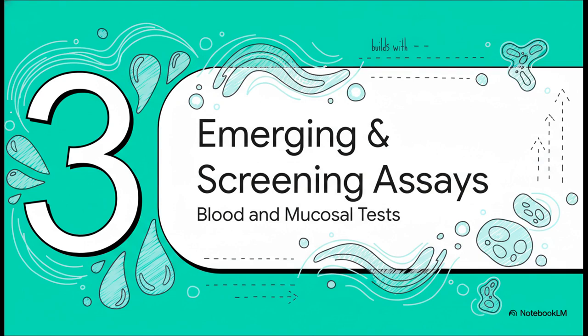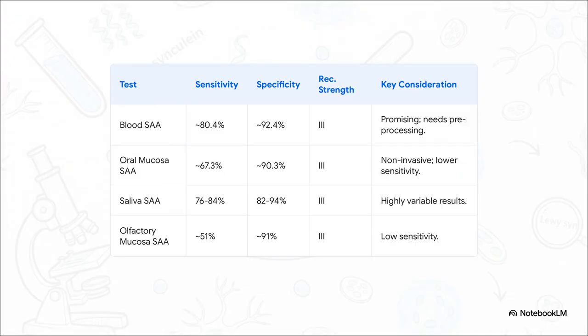Okay, Section 3, Emerging and Screening Assays. Let's assess the less invasive tests, paying close attention to their specific roles, and importantly, their current limitations for proper clinical use. This table really lays out the current landscape quite well. Blood-based SAA shows the most promise right now, with optimized methods hitting around 80% sensitivity and over 92% specificity. The catch? It requires complex preprocessing, like immunoprecipitation, to get rid of inhibitors. Other modalities like oral and olfactory mucosa sampling are highly specific, yes, but their sensitivities are currently just too low for frontline diagnosis. This positions them strictly as potential screening tools, not diagnostic ones.